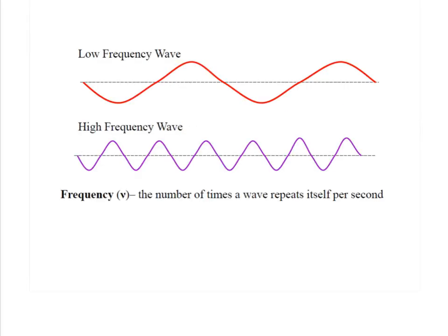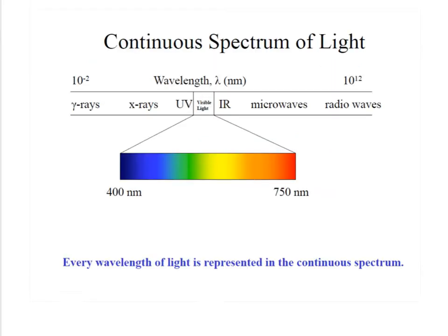The frequency: this wave has a low frequency, but a very long wavelength. This wave has very high frequency, short wavelength. So they have an indirect relationship. Your wavelength increases, then your frequency decreases.